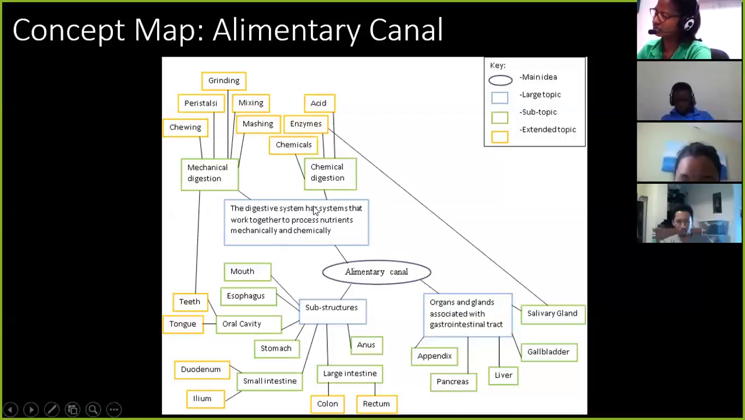And also this sentence here, no bueno, too long, not good. So there are some improvements that could have been made to this to make it a better concept map.